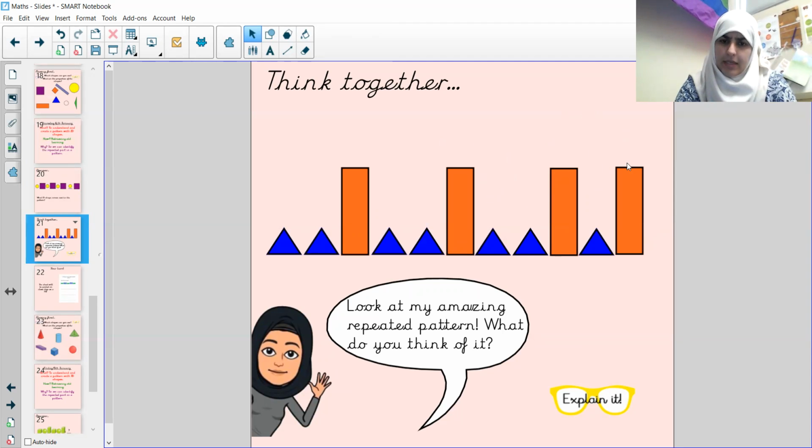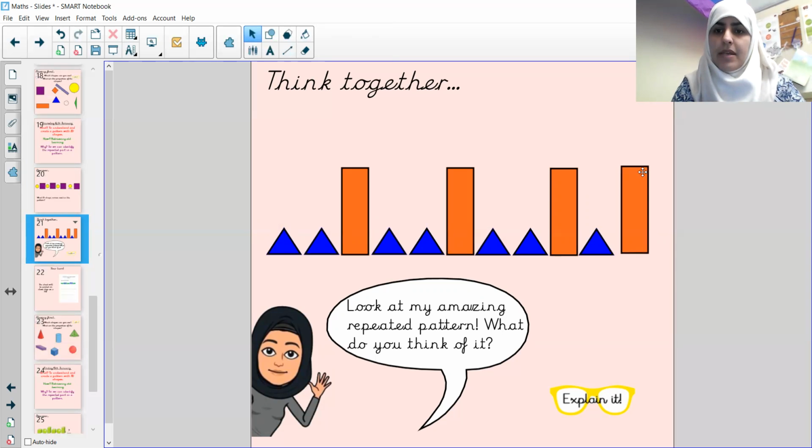Looking at that pattern, there seems to be something wrong. I'm missing a shape. Who thinks they know which shape I am missing? I can hear a lot of you shouting triangle, but where in my pattern am I missing that triangle? Where am I missing it? Perfect. So I am missing my triangle here.